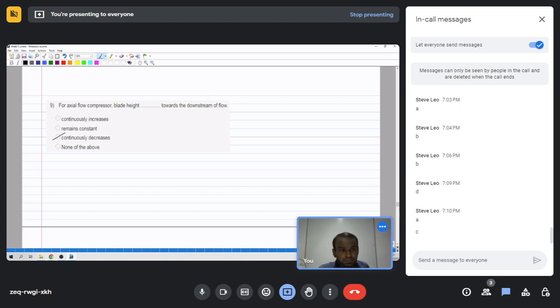So that means the density will increase, and an increase in density means the volume occupied will be less. You can assume the mass flow is constant throughout the compressor at steady state. Because of this, as it keeps on going through the upcoming stages, the blade height can be decreased, and the total cross-section area will also decrease.